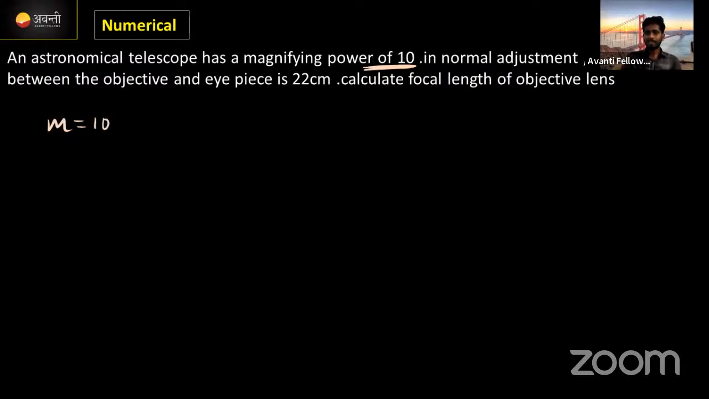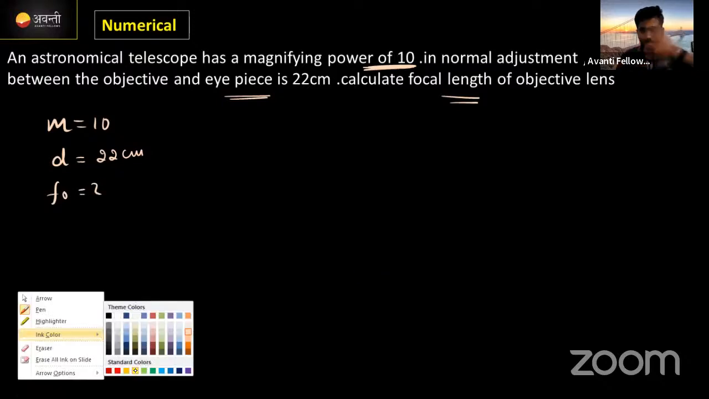In normal adjustment, the distance between the objective and eyepiece is given. That is the least distance of vision. The distance between the two lenses is 22 centimeter. Right, now we need to calculate the focal length of the objective lens.